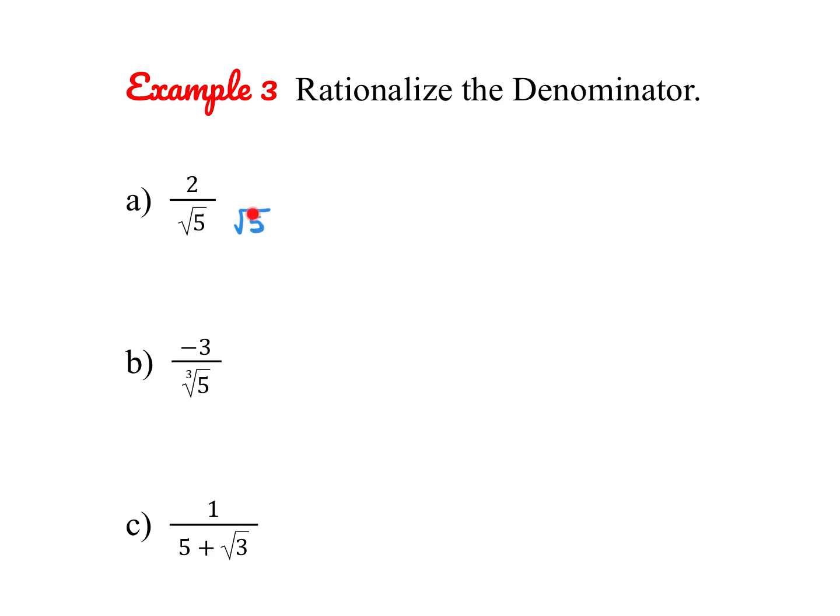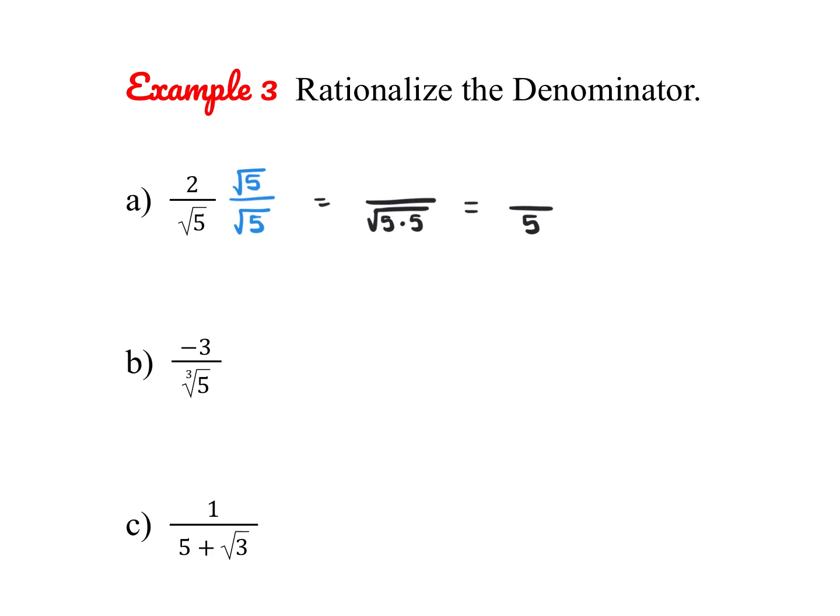But you can't just multiply something to the denominator. You have to multiply the same thing to the numerator because anything divided by itself is 1. So we're essentially just multiplying by 1. So you can see now in my denominator, I have the square root of 5 times 5, which becomes just 5.